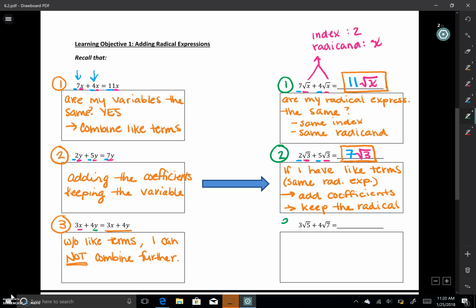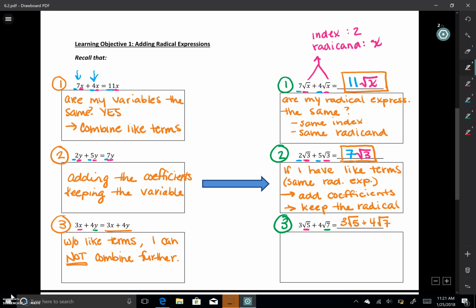When I look at example 3 here, 3 root 5 plus 4 root 7, if I ask myself, do I have the same radicals? Well, in the first term, I have a square root of 5. But in the second term, I now have a square root of 7. So although my indexes are the same, my radicands are different. My radicand for the first is 5, and for the second is 7. So since I don't have like terms here, there's no way for me to further simplify this problem. It is going to stay 3 root 5 plus 4 root 7.